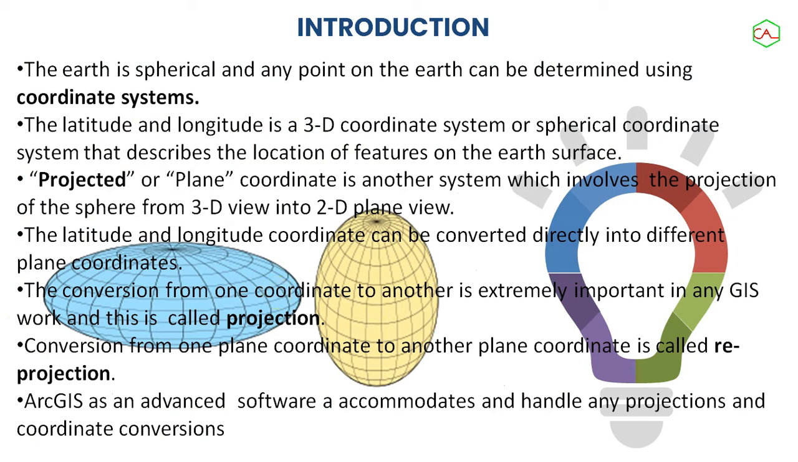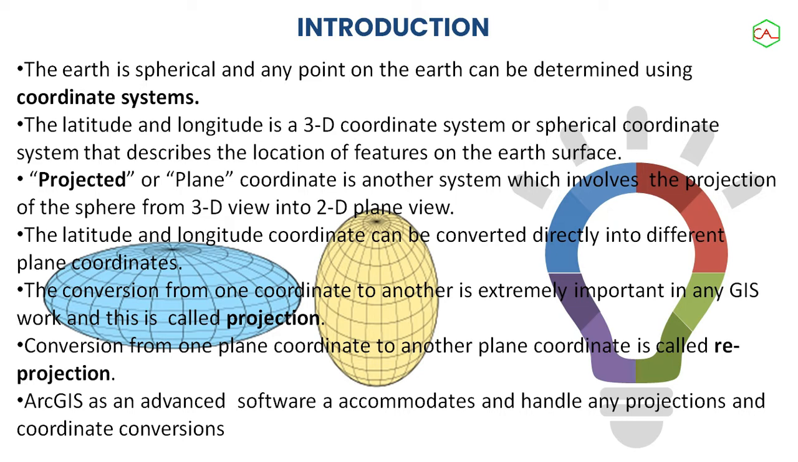Looking at this module, as we just said, the Earth is actually spherical in nature, and any point on Earth can be determined using coordinate systems. So these are some of the points we need to note. The latitude and longitude we actually use in coordinate system are spherical or ellipsoidal. So the system describes the location of features on Earth. Any particular point we are working on Earth has a particular number or figure, which is known as coordinate, assigned to it.